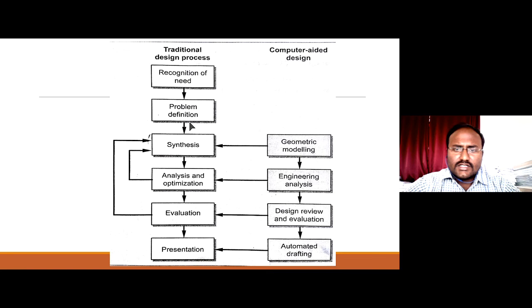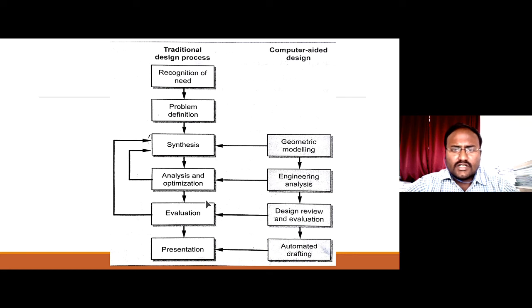So these are traditional design, and these are computer design. In traditional design, they follow the recognition of need and problem definition. Then, based on the problem definition, they give the synthesis and the optimization solutions. Then finally they evaluate the analysis, and then they go for the presentation.